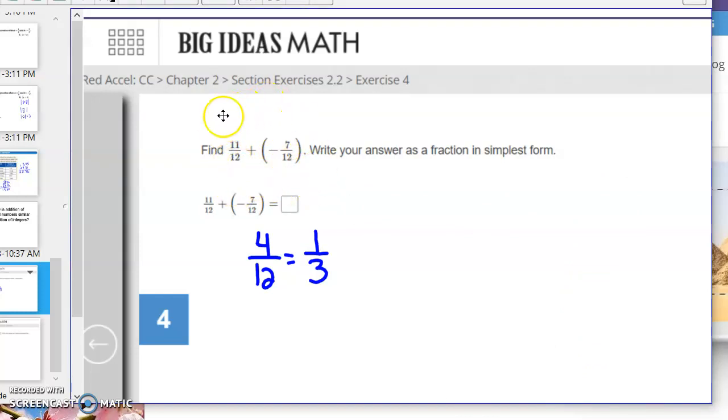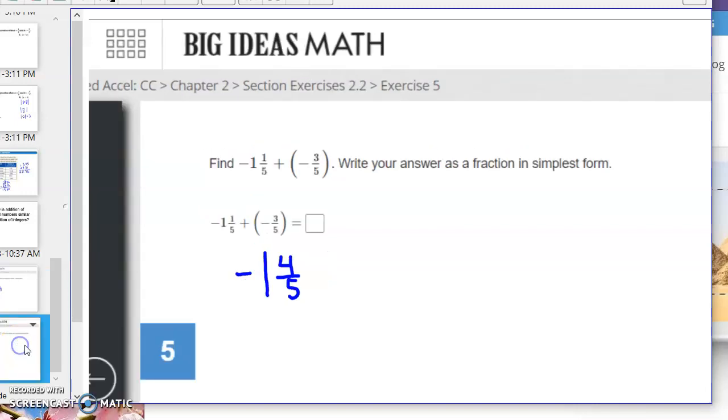So now if you get into your homework assignment, first question, we have different signs. We already have the common denominator, so different signs means I subtract. 11 minus 7 is 4, and it's positive because this one's the bigger number, but 4/12 of course can be reduced to 1/3 because I need my answers to be in simplest form.